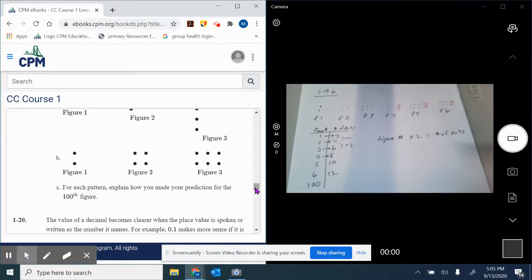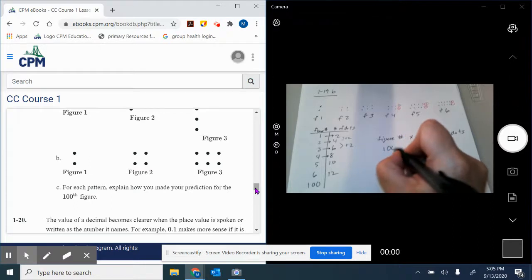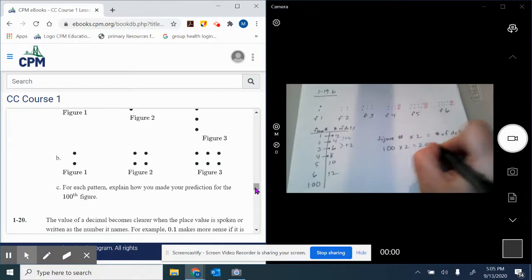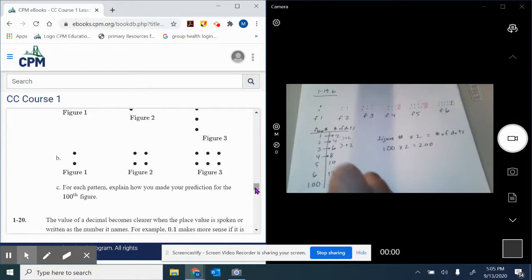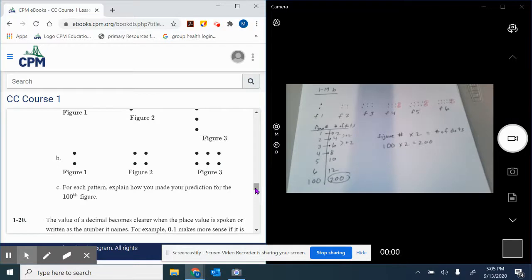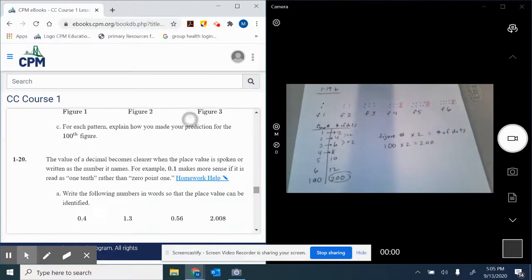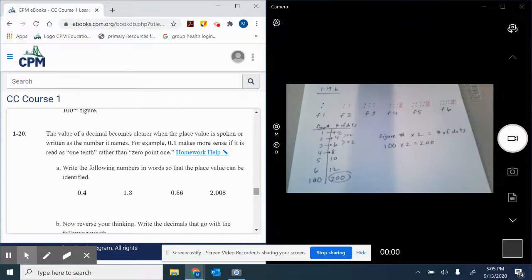Okay, so 100 is our figure number. We're going to jump all the way down there. Times 2 is 200. So that was much easier than having to try to count all the way to 100. That was a much easier way to do it. And again, what helped me figure that out? My table did. Okay?